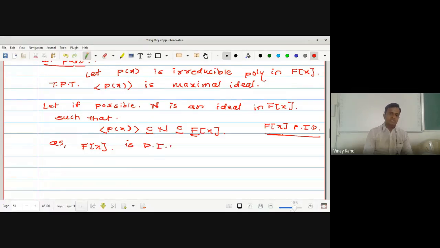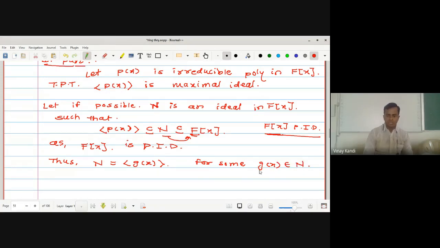Okay, so what is the definition of a principal ideal domain? Every ideal is generated by a single element. Okay, thus, this N is an ideal of what? Capital F of x. And what is F of x? Capital F of x is a principal ideal domain. So hence that ideal N is generated by a single element. Suppose that element is g of x, for some g of x belongs to that N.